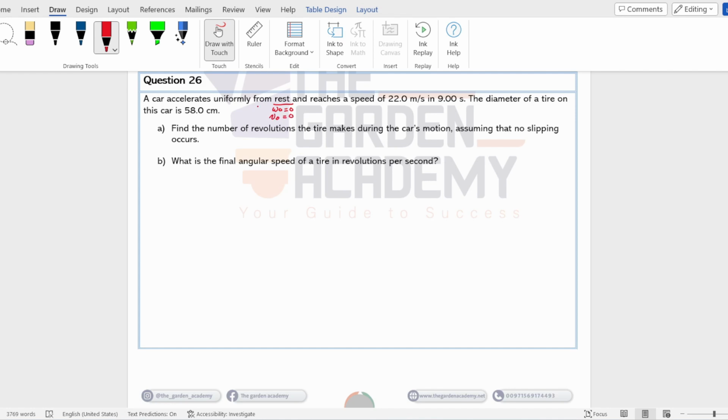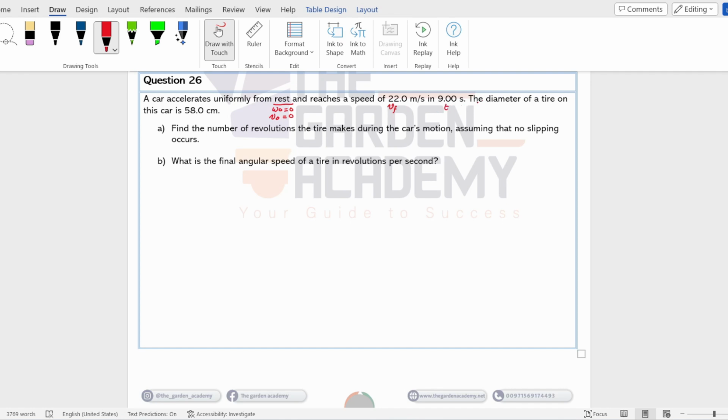And reaches a speed of 22 meters per second. This is the final velocity it reaches. The V final is 22, or let's not write it down because we did not write it previously. Now, in 9 seconds, this is the time taken.